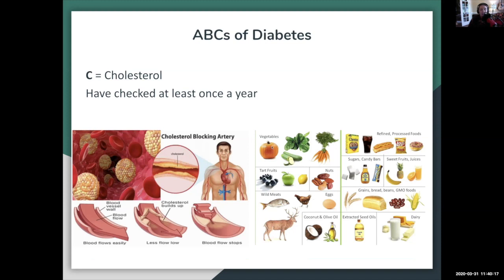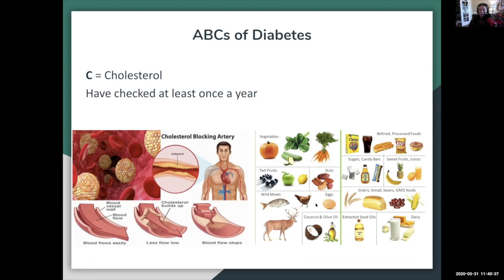And so that's going to be your vegetables, especially those leafy greens, things that are really brightly colored, your carrots, your pumpkins, your berries, okay? Fruits that have lots of fiber, and nuts, of course. Now, nuts are high in calories and high in fat, but they tend to be good fats.